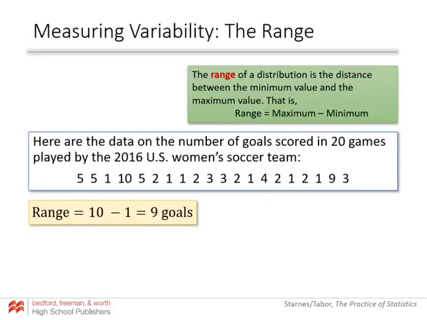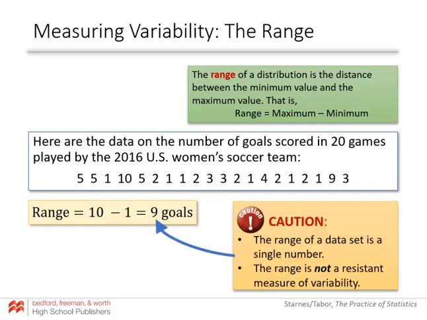Just like we had 2 ways to measure the center, the mean and the median, we also have 2 ways that we're going to look at to measure variability. And one of those is the range. Again, something that you are most likely familiar with. Biggest number minus smallest number. That will give me the range.